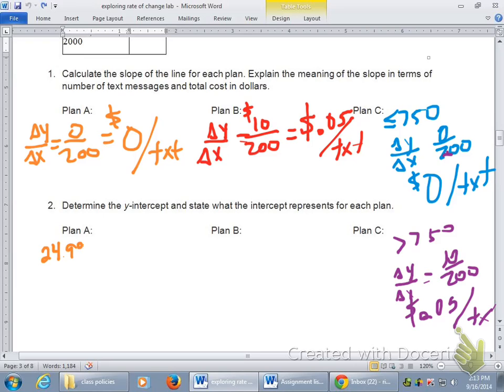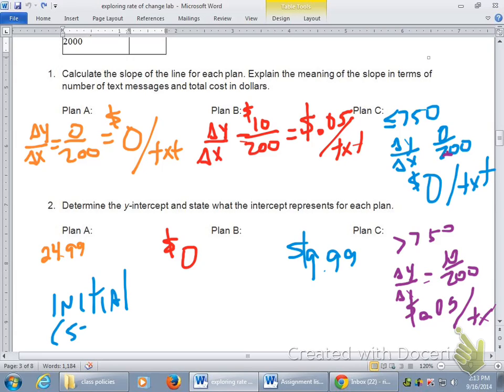On question 2, once again, we kept flipping back and forth to the graphs, and you recognize that Plan A crossed the graph at $24.99. Plan B's y-intercept was 0, and Plan C's was $9.99. And through discussion, we decided that that was always the initial value, the value of the plan, regardless of the number of text messages you sent.